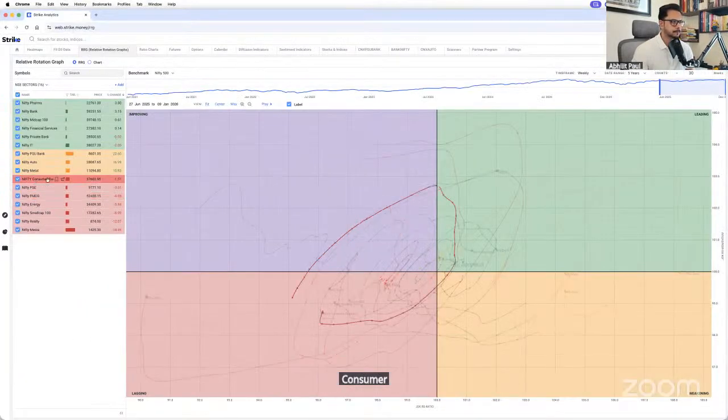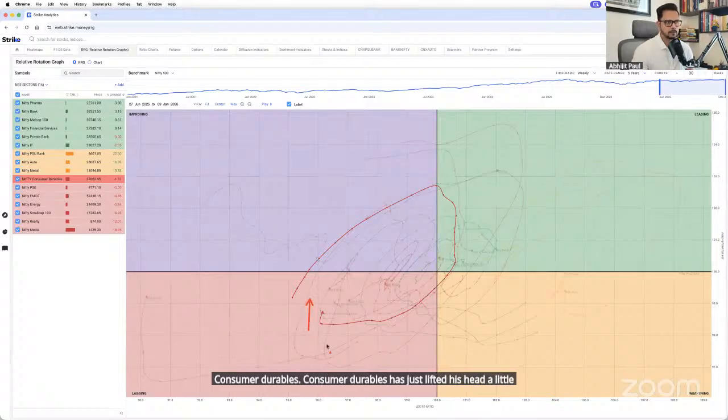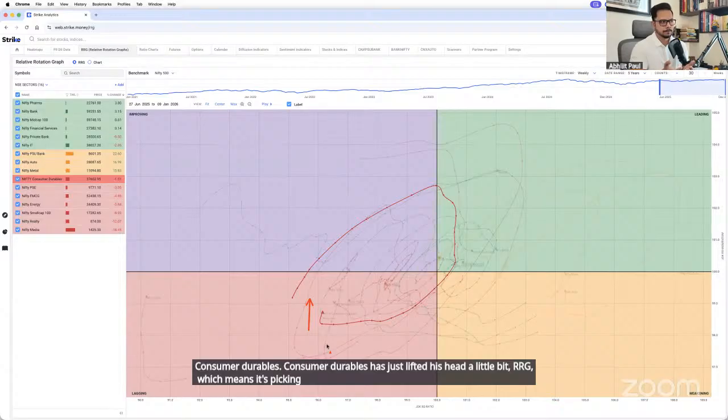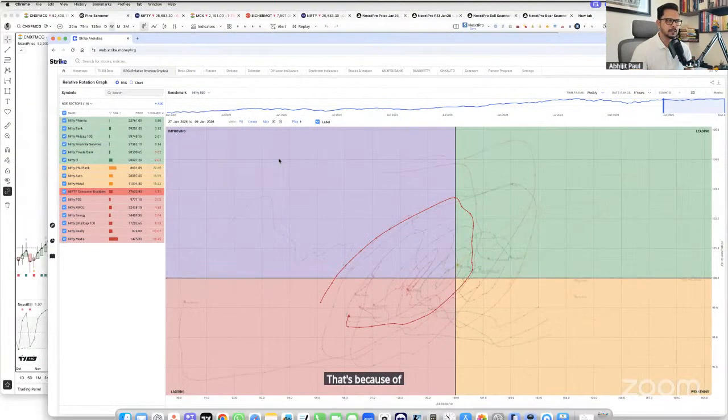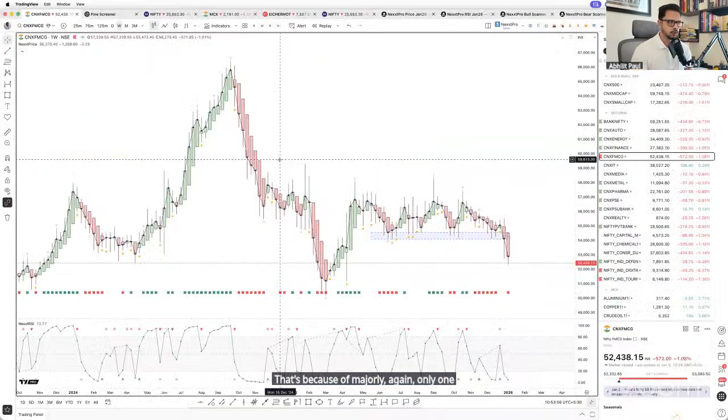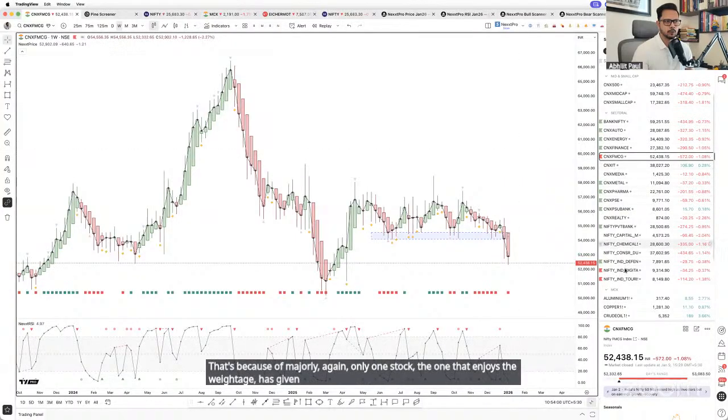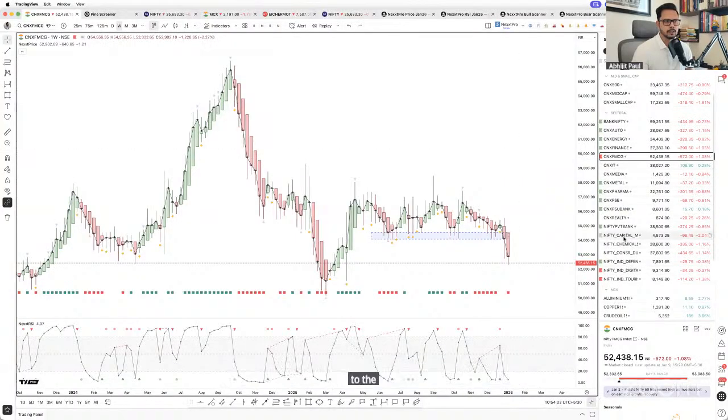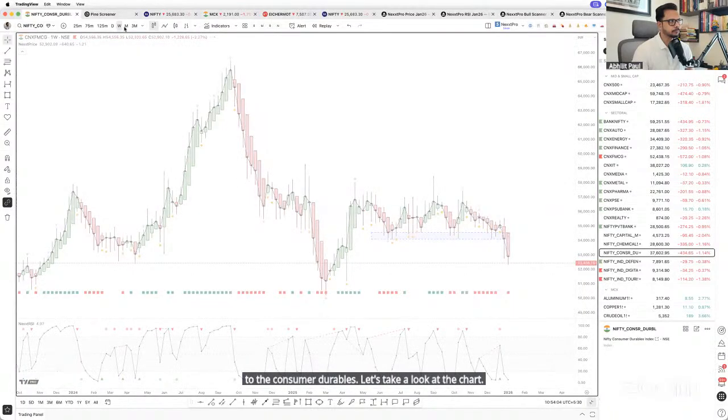Consumer durables. Consumer durables has just lifted its head a little bit, RRG, which means it's picking up momentum. That's because of majorly, again, only one stock, the one that enjoys the weightage, has given a very good move to the consumer durables. Let's take a look at the chart. Monthly chart.